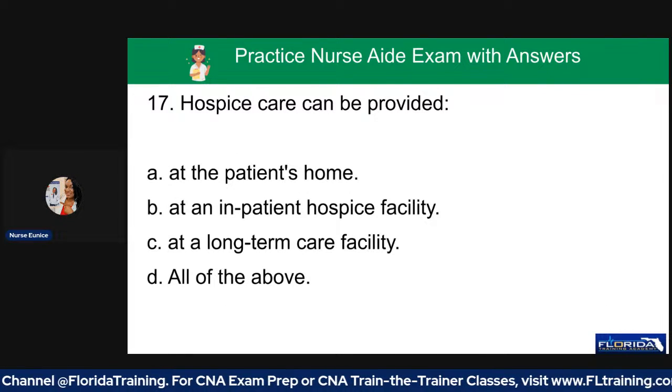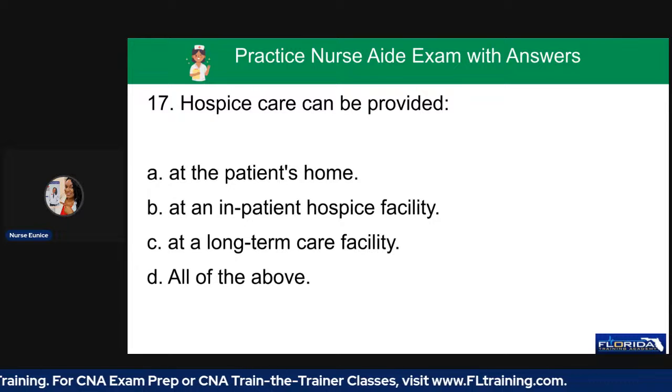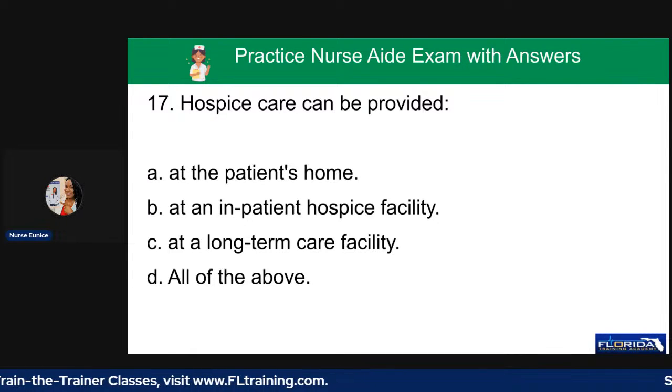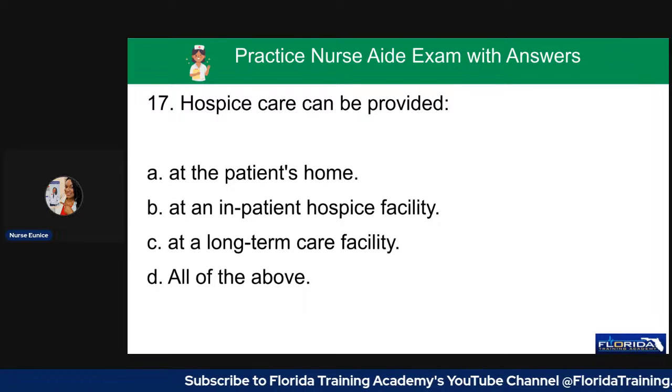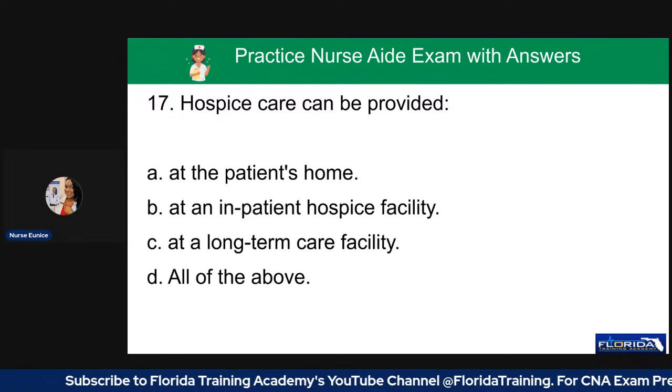Question 17. Hospice care can be provided A, at the patient's home, B, at an inpatient hospice facility, C, at a long-term care facility, or D, all of the above. So where are hospice patients? Hospice patients are everywhere.